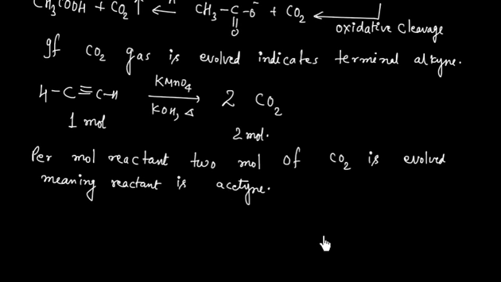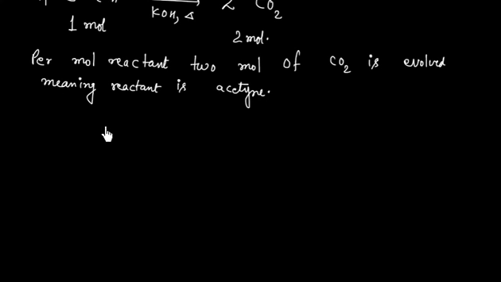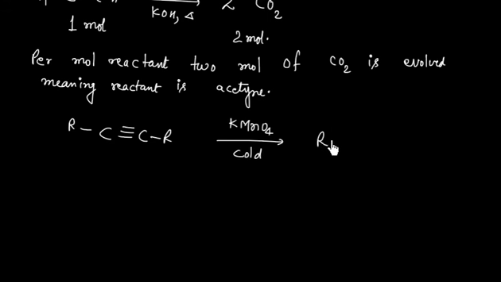Now let us summarize what we said. We said if we have an alkyne that is symmetrical, and if this is treated with cold KMnO4, we'll get a diketone, and this diketone is also symmetrical. So the alkyne is symmetrical, and the diketone is also symmetrical.